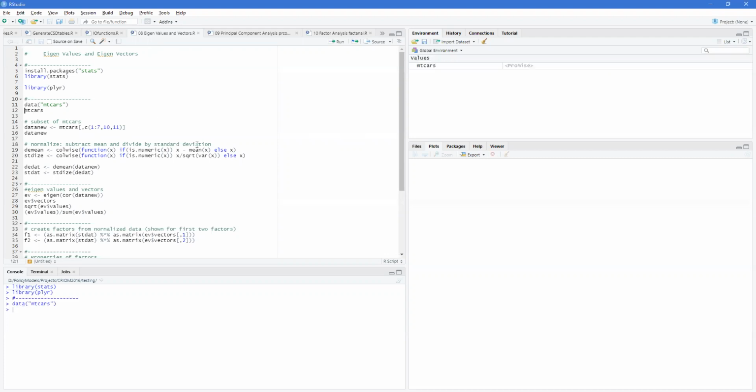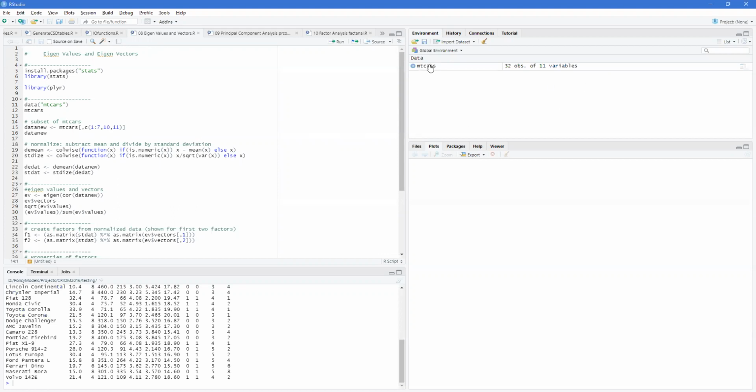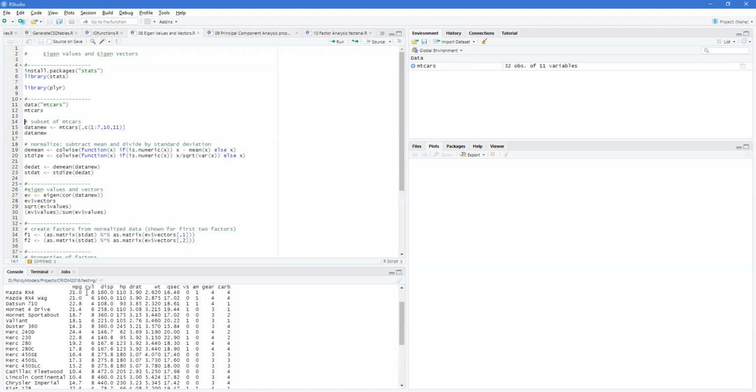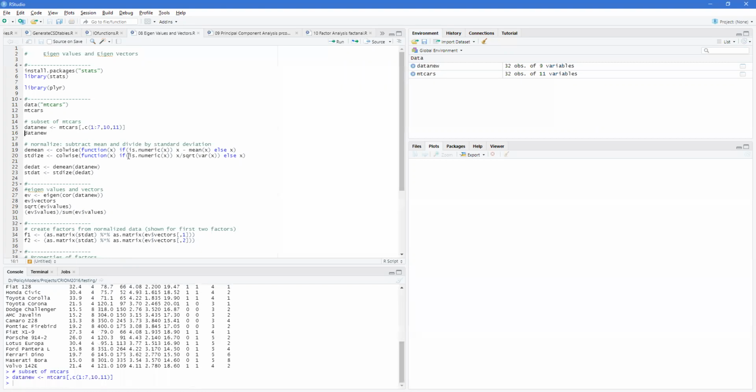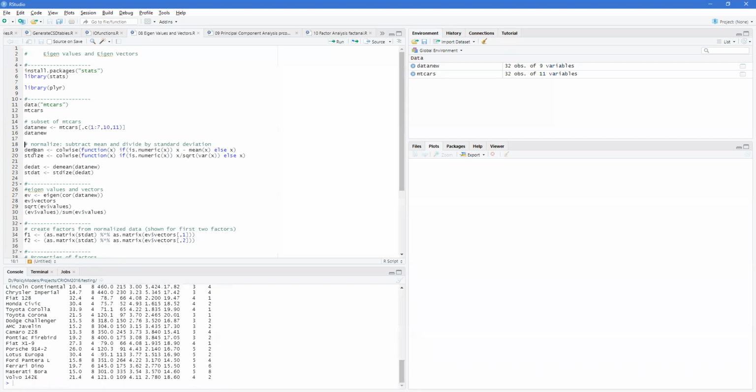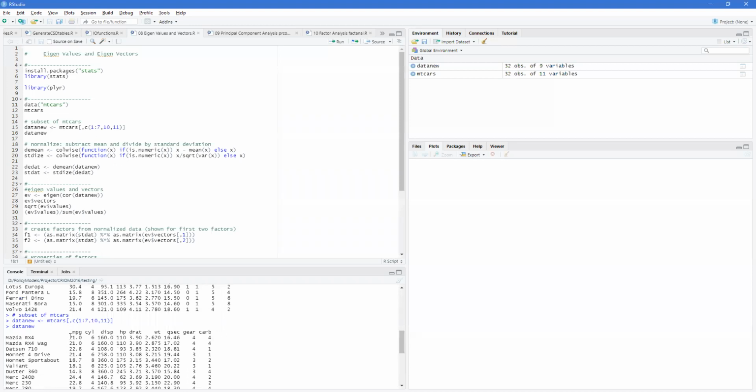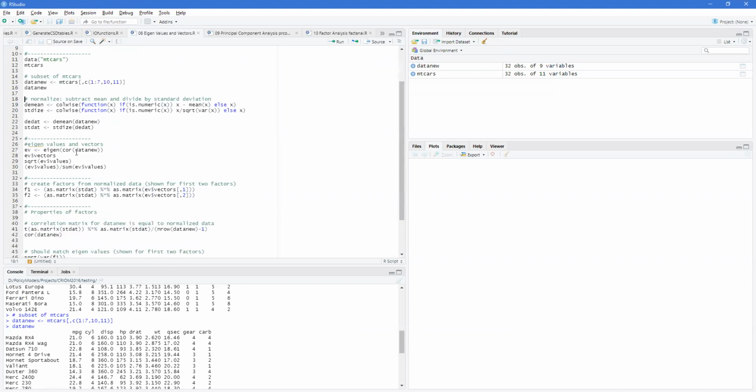So let's bring in our common database that you've seen in many of the videos, the mtcars database. And you can see that it's got a lot of data and a lot of headings. Now we want to subset this so that we exclude some of the binary ones from our list. And now we've got data new, which doesn't have the identifier series included.